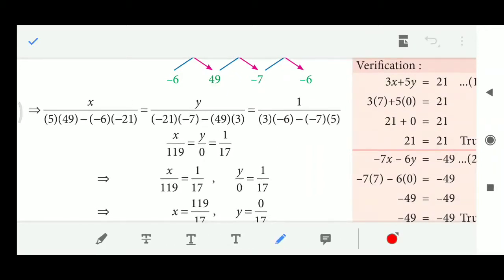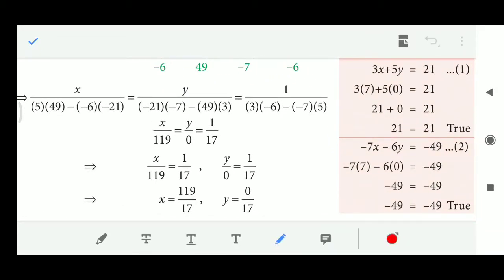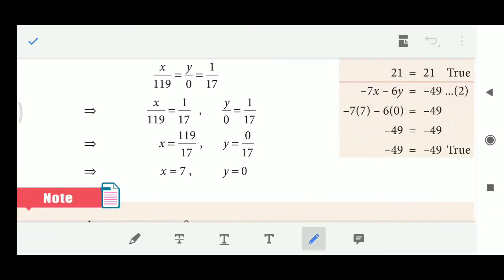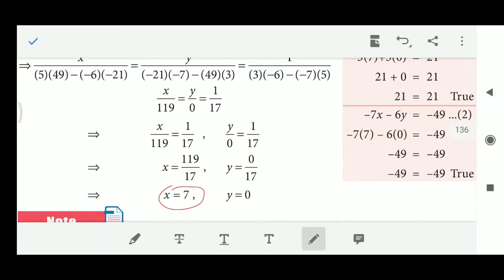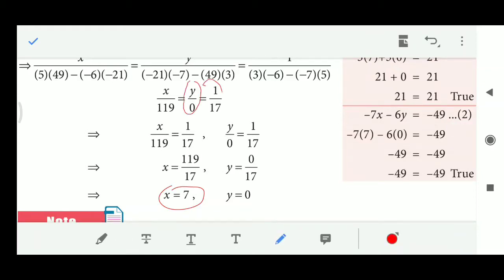Again, to get the value of x, equate the first term with the last term. x by 119 is equal to 1 by 17. On simplifying you will get x is equal to 119 by 17. So if you cancel this 119 by 17 you will get 7 times. So the value of x is equal to 7. Like that, to get the value of y, equate the y by 0 with 1 by 17. So you will get y by 0 equal to 1 by 17. On simplifying this, y equal to 0 by 17, which is y equal to 0.